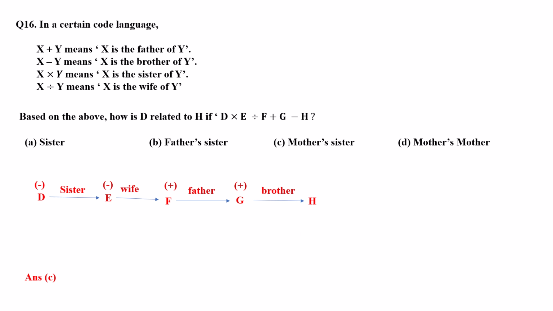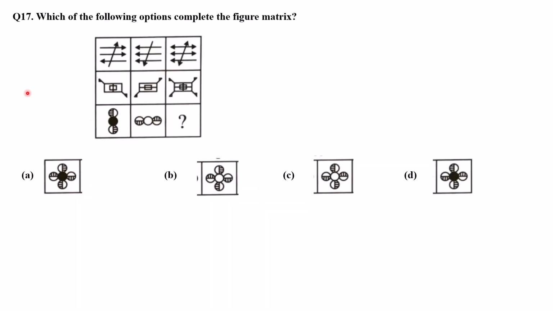Okay, now moving to next question. Now question number 17 is which of the following options complete the figure matrix? So first of all, if you see the first and second row, it is complete, isn't it? In the third row only, one of the figures is missing, that you have to find. But first you try to find out the relation between all the figures. So if you see the first column and the second column figure, if you combine both the figures, you are going to get the third figure, isn't it?